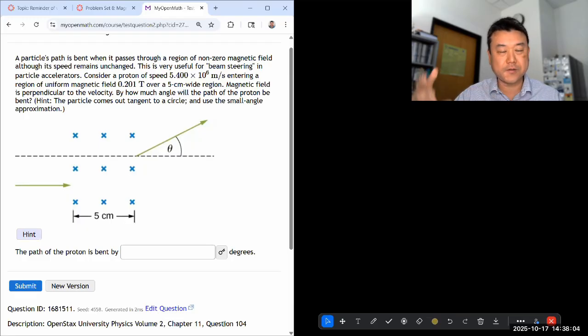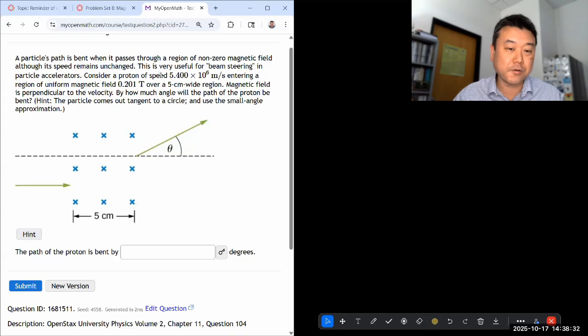Again, it's an end-of-the-chapter question, like either additional or challenge questions. It says a particle's path, an incoming particle, is bent when it passes through a region of non-zero magnetic field, although its speed remains unchanged. This is very useful for beam steering, and it's just background information that you could forget. That doesn't affect your question.